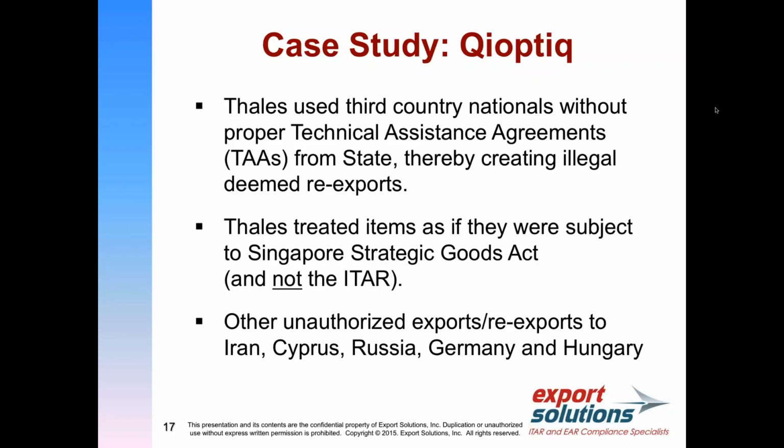Even Her Majesty of Great Britain doesn't officially recognize the extraterritoriality of the ITAR, that the United States says violations can happen anywhere at any time. But nevertheless, since they're a strategic trading partner with the United States, Her Majesty has to accept the confines of the ITAR. There are other unauthorized exports and re-exports to Iran, Cyprus, Russia, Germany, and Hungary. Once again, Iran, those are the bad guys. Russia is perpetually coming onto the scene, especially with certain people in power, where you can get into trouble dealing with them in certain ways.